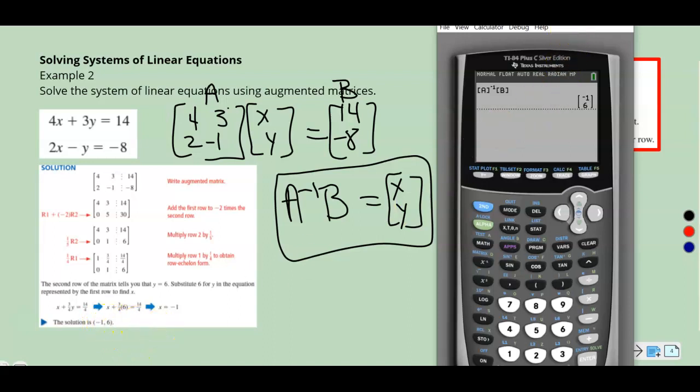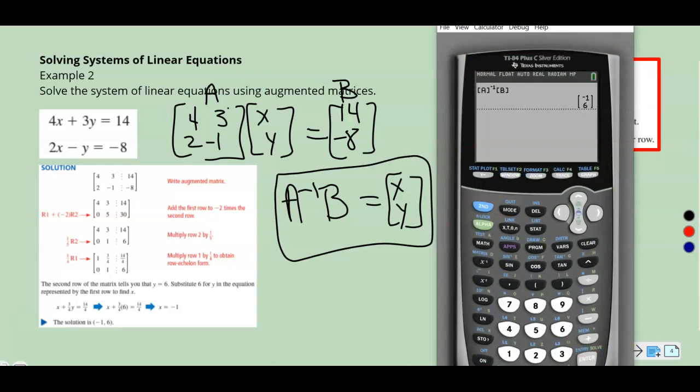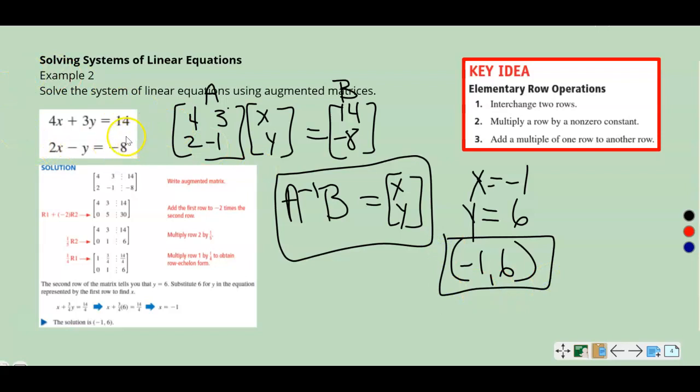They did it the long way. And you can use your calculator to say x equals negative, what was it? Negative 1 and 6. All right, so that would be the ordered pair. That would be the solution of this system. If you graph this line and you graph this line, you would see the intersection point here. If you use substitution, elimination, or matrices, you will also get the same answer if you do it correctly.